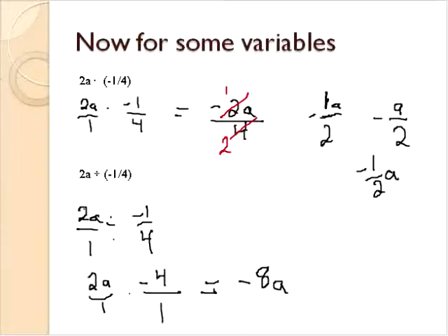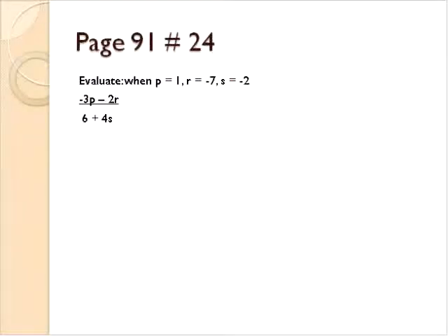And now I can solve: 2a times negative 4 is equal to negative 8a, and 1 times 1 is 1, so that is all over 1. The standard form for that, if you have a number over 1, is just to write it without the fraction. So just write it as negative 8a. Okay, so that's the way that we would solve that problem.